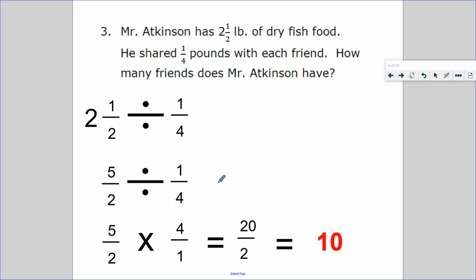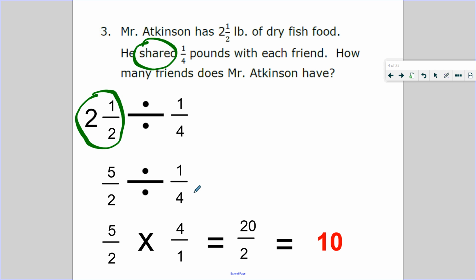Number 3, Mr. Atkinson has 2.5 pounds of dry fish food. He shared 1/4 pounds with each friend. How many friends does he have? So he's sharing. When you're sharing, you're giving it away, so you're dividing it up into smaller groups. So he starts with 2.5 pounds of dry fish food, and he shared 1/4 pound with each friend. So what do you have to turn this mixed number to? Improper fraction, 5/2.